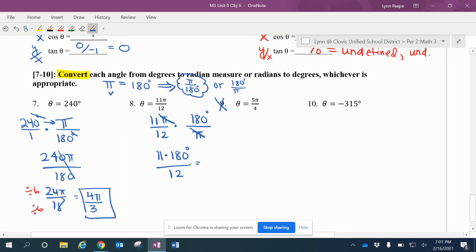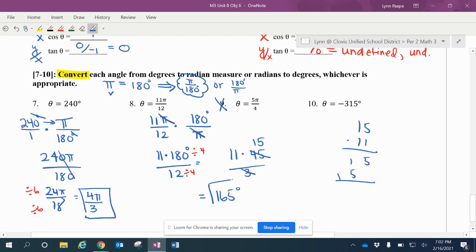And then I can certainly use a calculator for that if I wanted to, or I could try to do this by hand. So unfortunately, I don't have a calculator handy. So I'm going to do a little bit by hand here. So I know I can divide by 4. So I'm going to go ahead and do that. So that would give me 11 times 45. And then 12 divided by 4 is 3. And then I also know 3 goes into 45 15 times. So then I would have 15 times 11. So what is that? 165? Hopefully I did that right. So that would be 165 degrees.